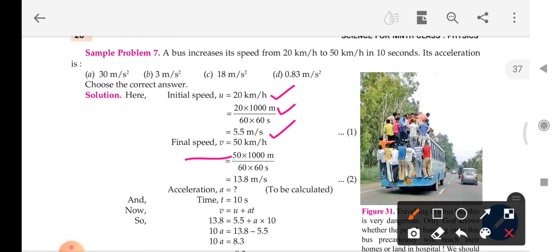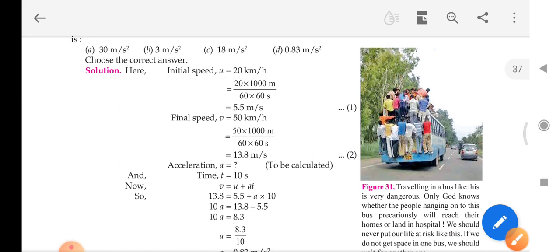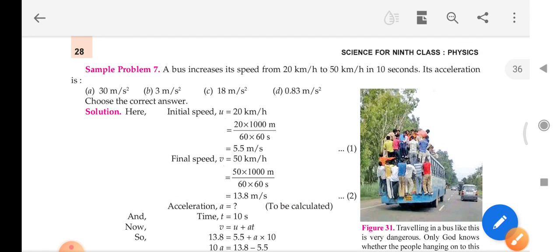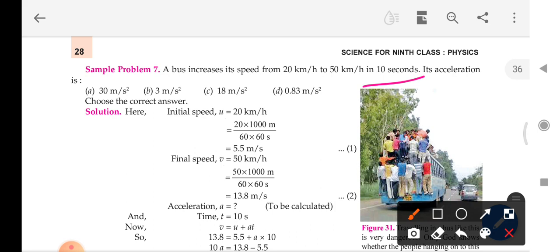Then final speed, v equal to 50 km per hour. Here also you have to convert the kilometer per hour into meter per second. So 50, instead of kilometer you can substitute 1000 meter by 60 into 60, because the hour equal to 3600 second. When we divide these values, we get 13.8 meter per second. The next, the acceleration to be calculated. Time t equal to 10 second, they given.